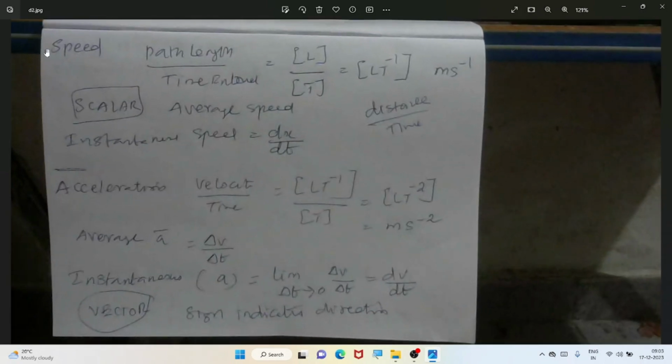Speed. This is a scalar quantity. Path length divided by the time. This dimension is the same as velocity, but this is a scalar quantity.